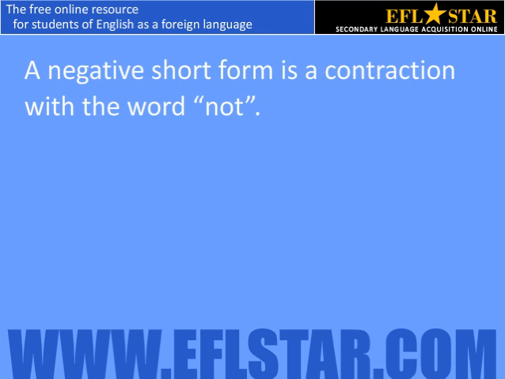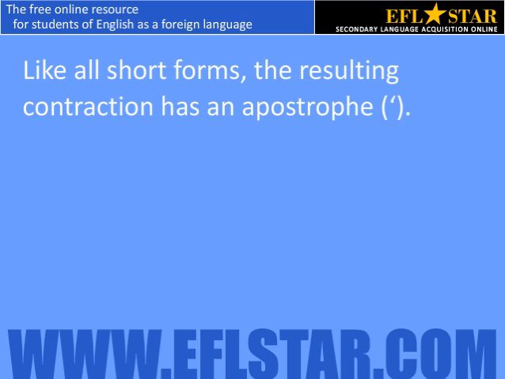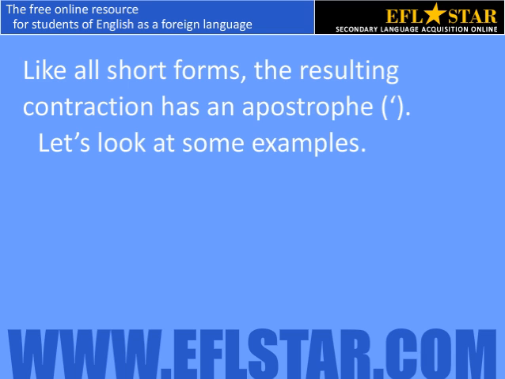A negative short form is a contraction with the word not. The word not changes the meaning of a sentence or phrase to the opposite meaning. Like all short forms, the resulting contraction has an apostrophe. Let's look at some examples.